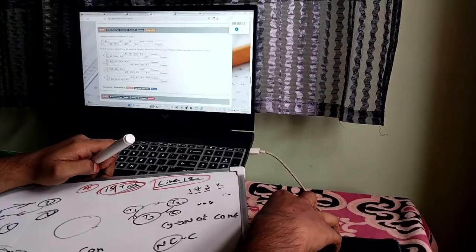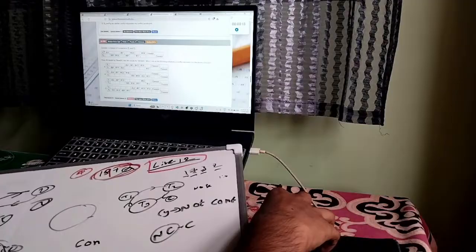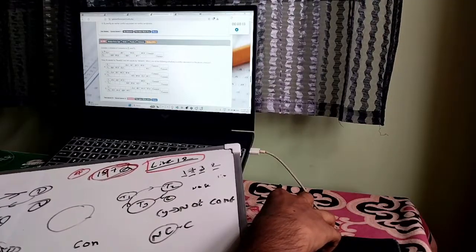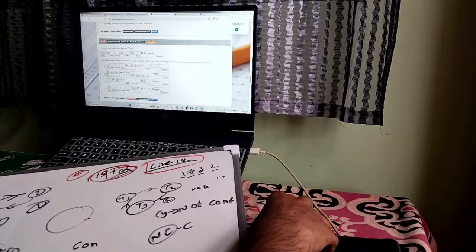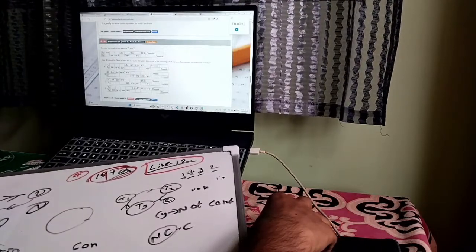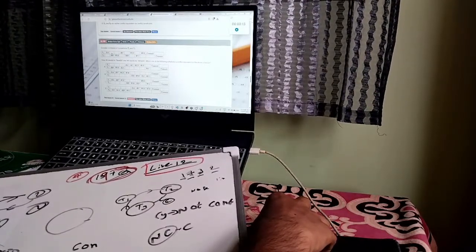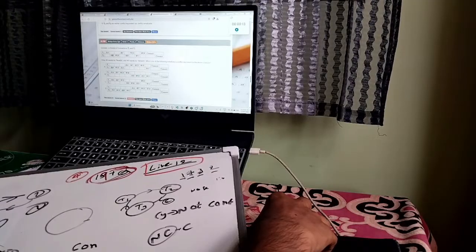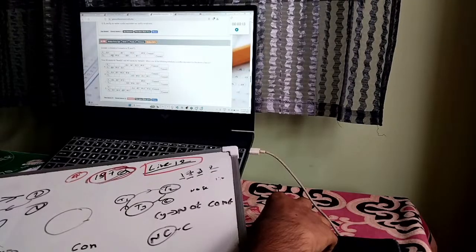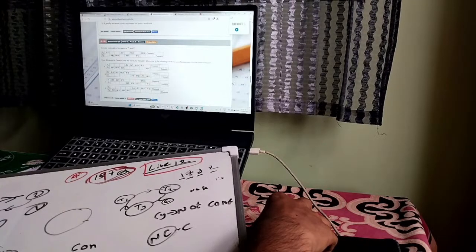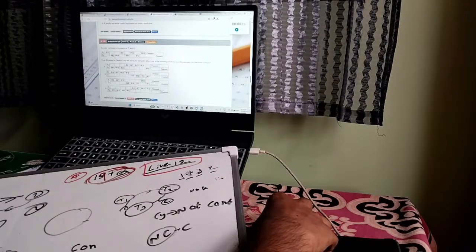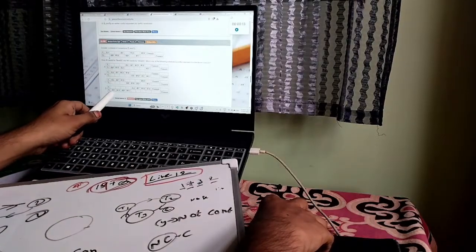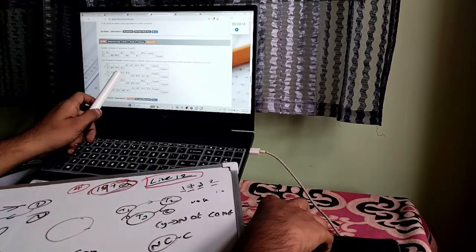Okay, let's check the question again. So what is conflict pair in T1? T1 RA. Is there any A is there? No. is the conflict pair. So it can be anything. Second B, T2, RB, WB. Okay. It's confirmed.